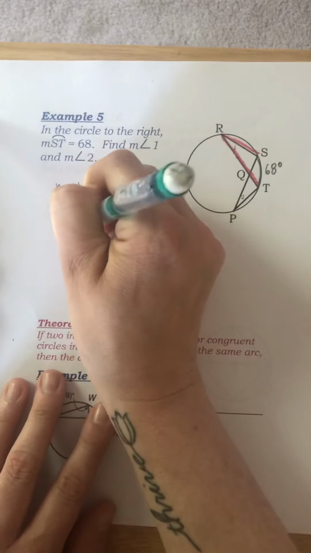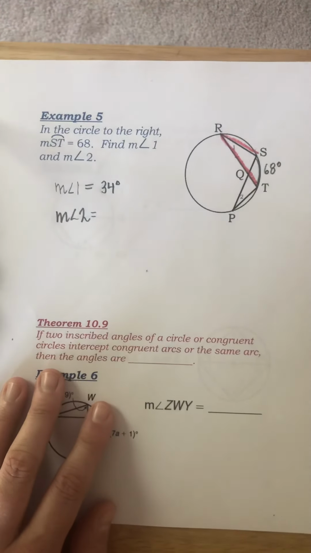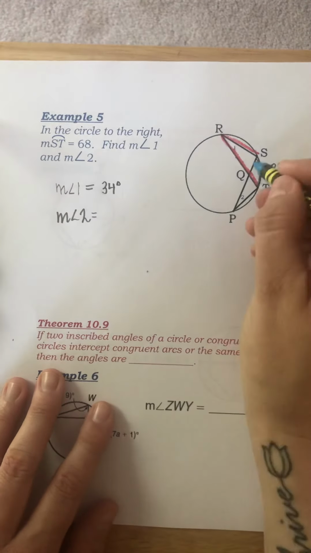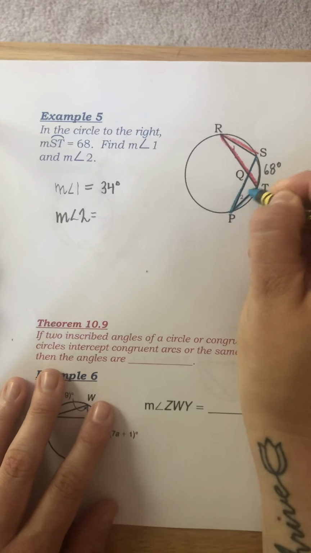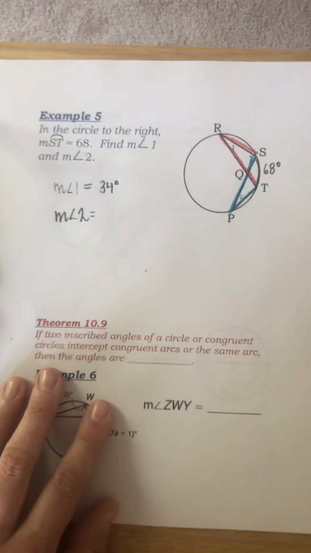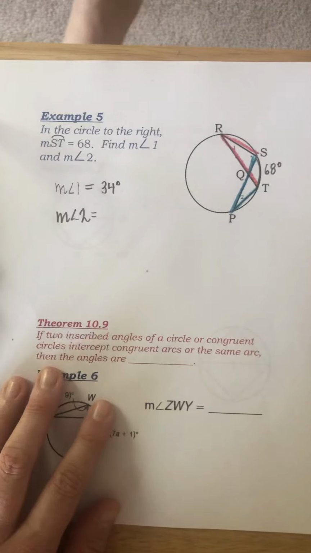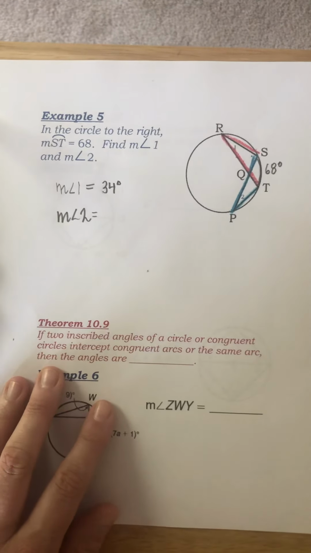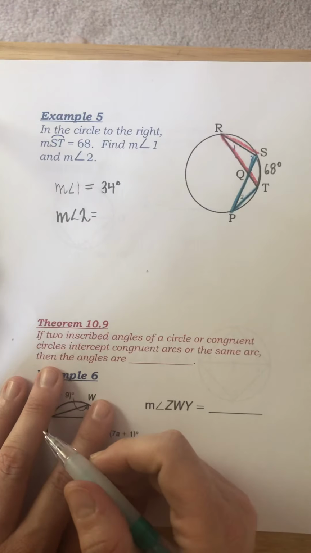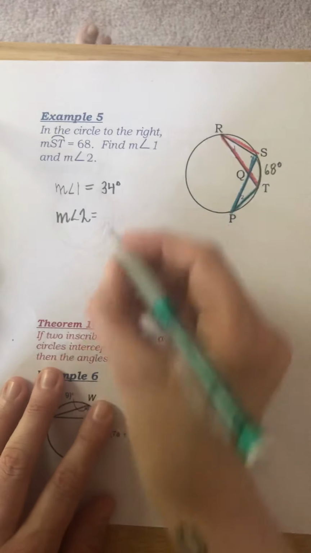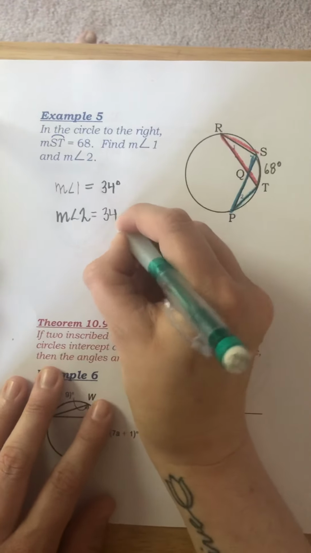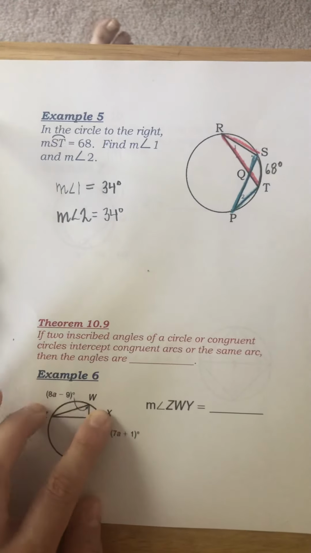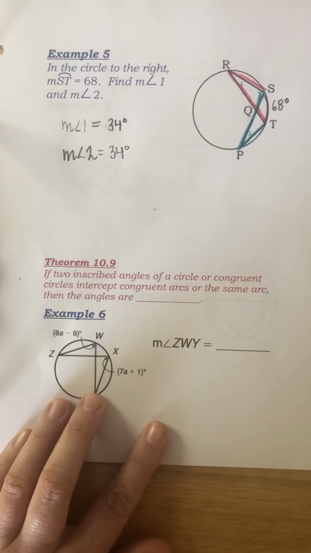Now we want to find angle 2. So let's look at the picture. Angle 2 is right here. Now what do you notice? It is intercepting the exact same arc that angle 1 did. It's intercepting arc ST. So we take that arc measurement of 68 degrees, we divide by 2, and we get 34 degrees. And that brings us to this next theorem.